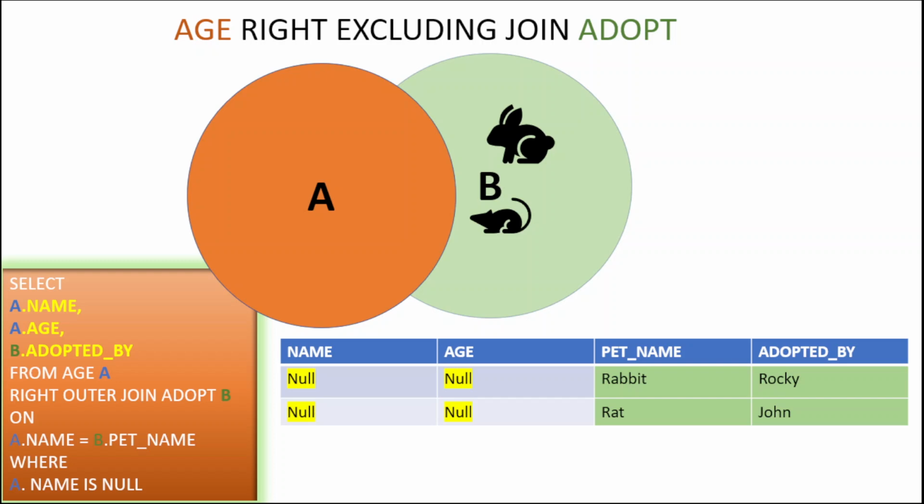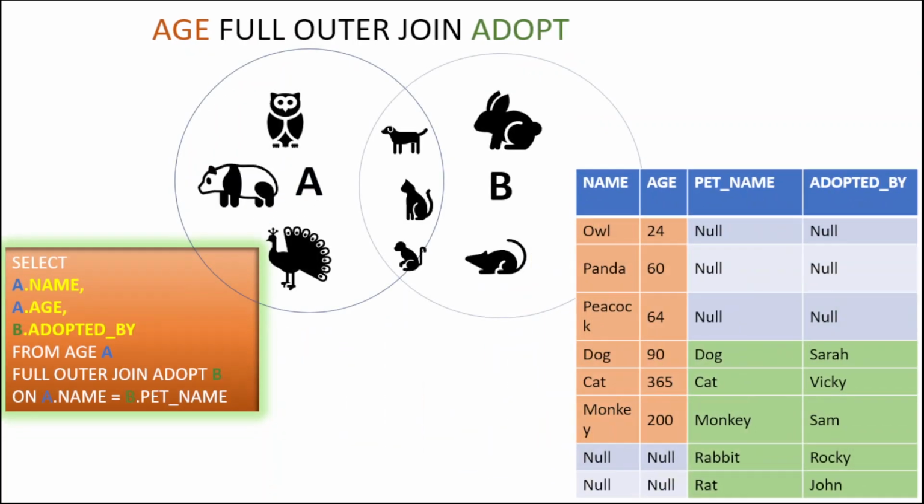Let's discuss another join. Very interestingly, this is called a full outer join. So what happens in a full outer join? As you can see in the result, everything from the left table, everything from the right table, and whatever common animals, everything is included in this query. And how do you write this query? Everything remains the same. You just specify it as a full outer join.